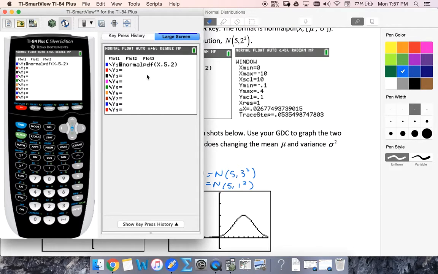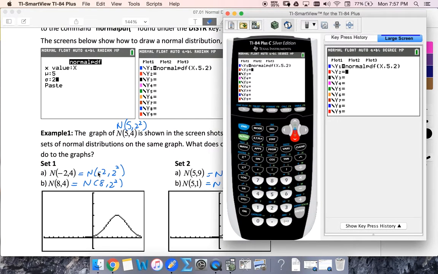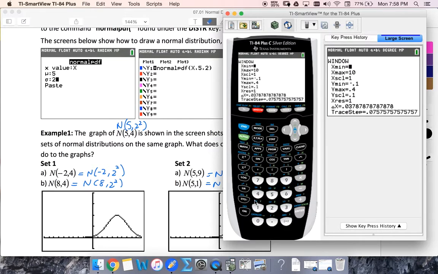I want to keep that first one. And now I want to change, in these first two examples, I want to change the mean and see what happens to the graph. So distribution, norm PDF, X, and now I'm going to change to -2 and keep the 2. And I'm going to change my window to go from -10. All right, let's look at those graphs.